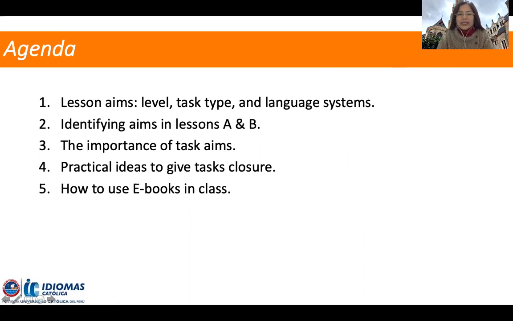We will go over lesson aims. We're going to review what we presented and went over last year: lesson aims according to the level, task type, and language systems. We will also review how to identify aims in lessons A and B particularly. We will check the importance of task aims. As usual, we'll get practical ideas to give task closure. And we have some ideas on how to use ebooks in our classes.